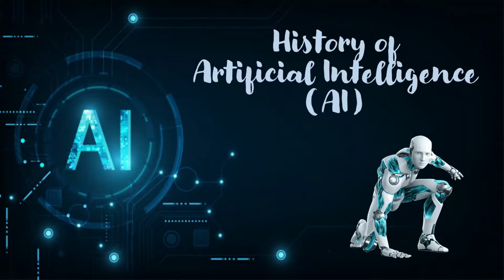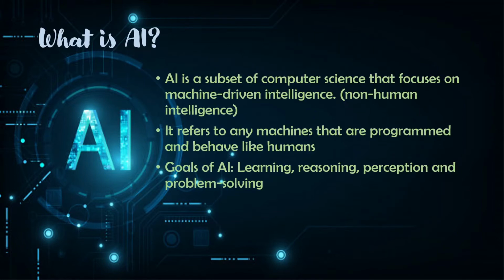Welcome to our video. Today I'll brief you about the history of artificial intelligence. When people think about artificial intelligence, the first thing that usually comes to mind is robots. Artificial intelligence, in short form, AI, is a subset of computer science that focuses on machine-driven intelligence.